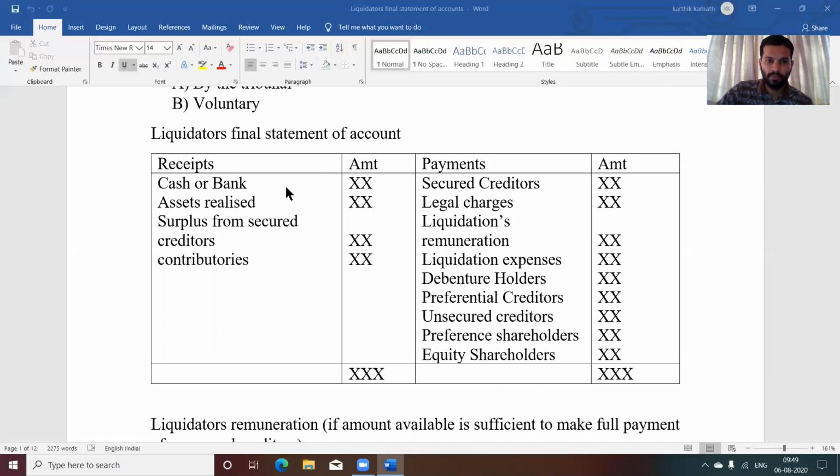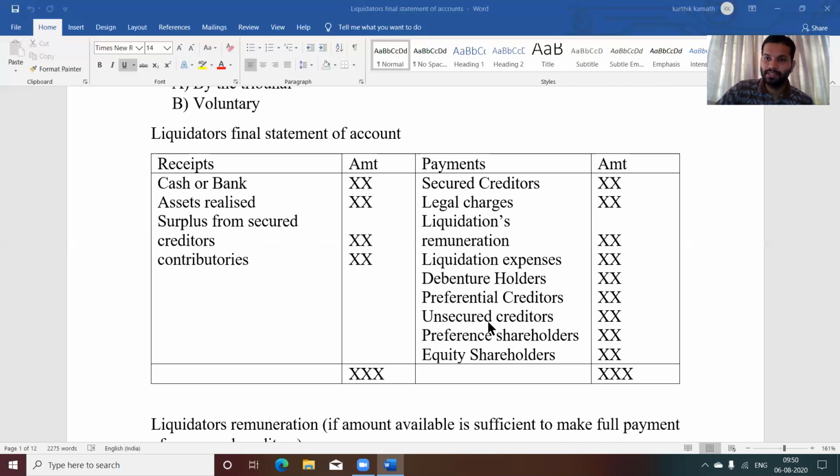This is a specific order in which a liquidation procedure takes place. On the payment side, first comes the secured creditor, then legal charges, then liquidator's remuneration. Remuneration is either fixed or based on a certain percentage. Then liquidation expenses, then debenture holders having floating charges over all types of assets. Debenture holders are always paid along with the interest due, if any, up to the date of payment or up to the date of winding up. Then there is the preferential creditor. They have priority over all types of creditors.